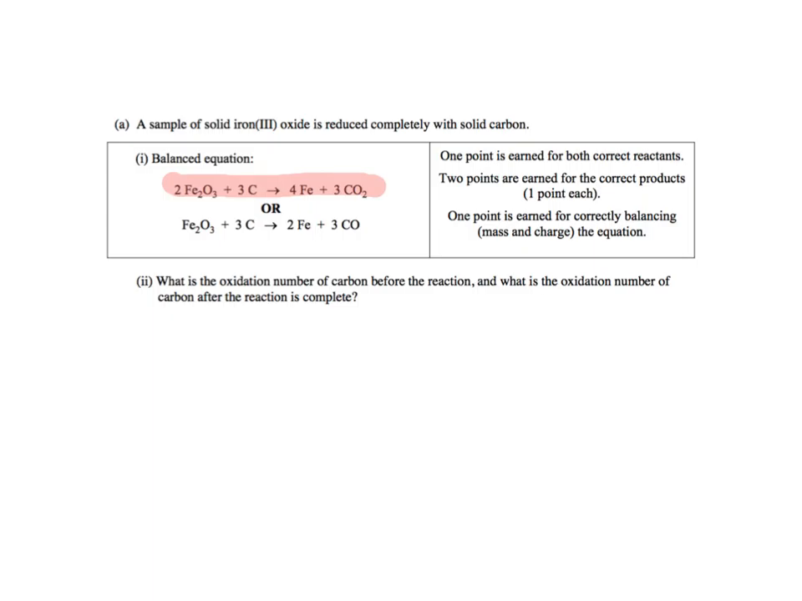For the second part, just to get the oxidation numbers, I think that's not too difficult, because if you look on the left side, the carbon's not combined with anything, so it's 0. And on the right side, it's combined with oxygen. So the oxygen takes precedence, it's -2, and there's 2 of them, so it's -4, so the carbon would be +4.